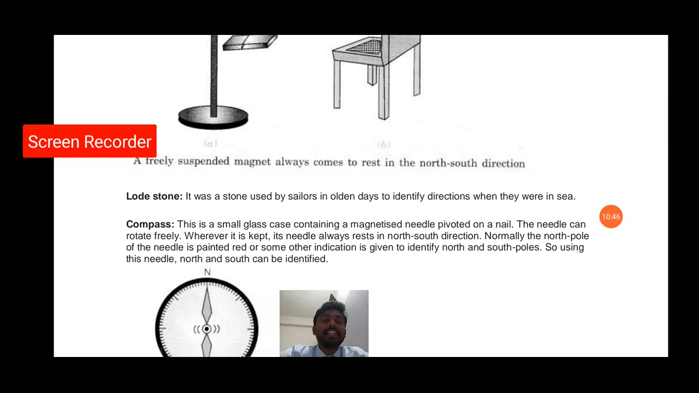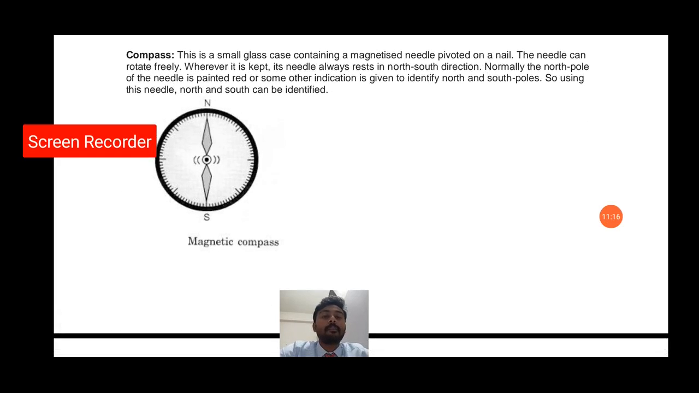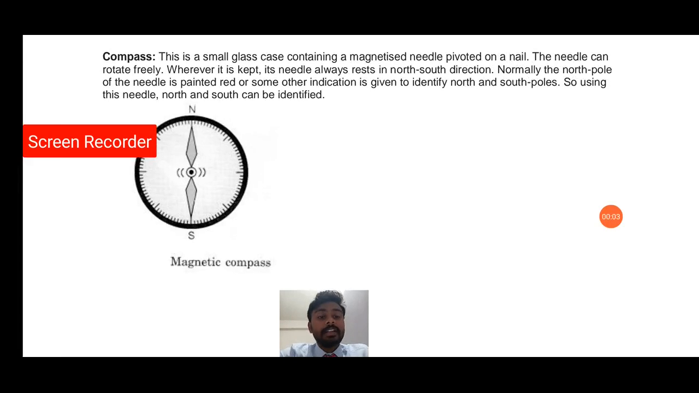Okay, now see, lodestone. It was a stone used by sailors in the olden days to identify directions when they were in the sea. At that time, lodestones were used to identify the directions in the sea. Okay, see next one, a compass. It is an instrument. It is a very important source in the physics field, in the science field.